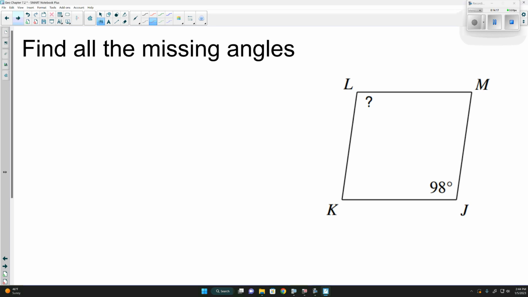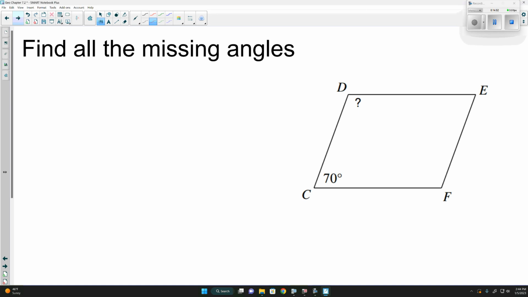So let's do one more of these here. Then we'll move on to the next type. Which one do we know for sure? L is 98. Opposite angles in a parallelogram are congruent. So 180 minus 98. Yes. 180 minus 98. So the other two angles are 82 degrees. Questions on this here? I think we feel comfortable with this. How about this one?